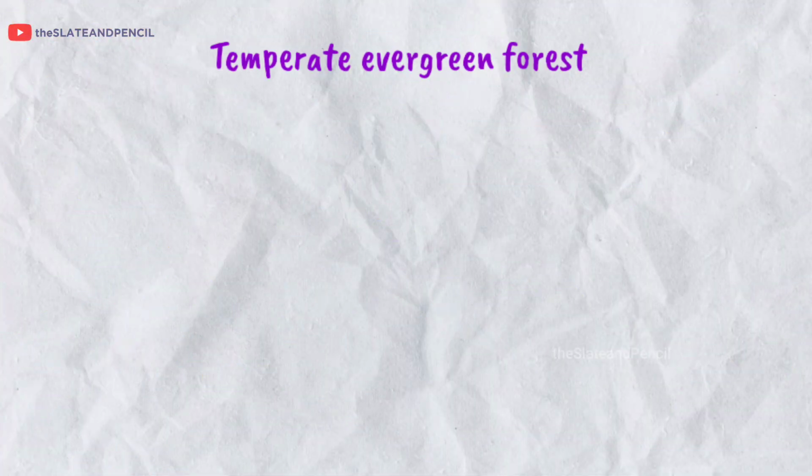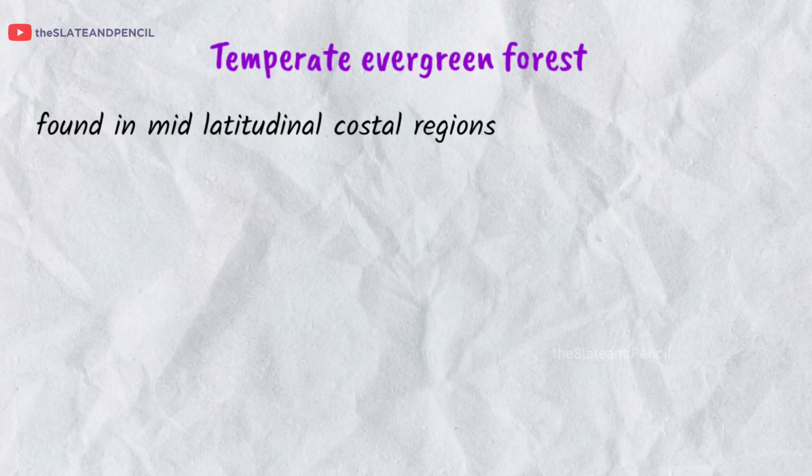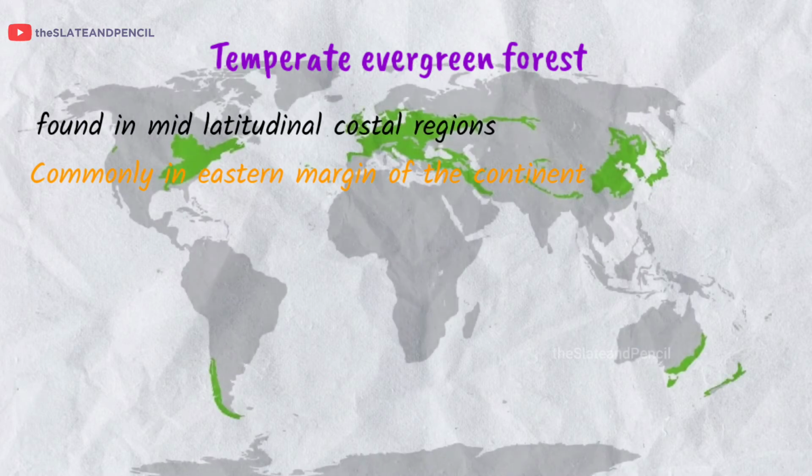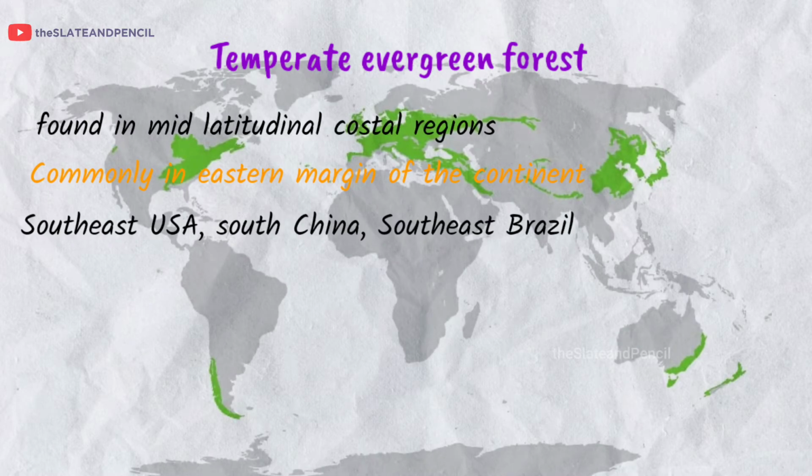Now let's talk about the temperate evergreen forest. The temperate evergreen forest is located in the mid-latitudinal coastal regions. They are commonly found in the eastern margin of the continent, in southeast USA, South China and southeast Brazil.